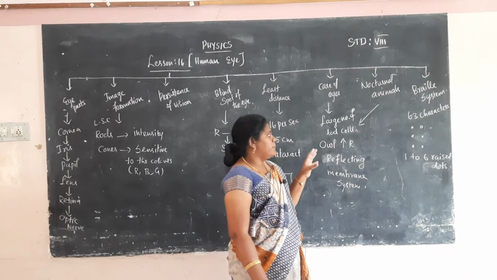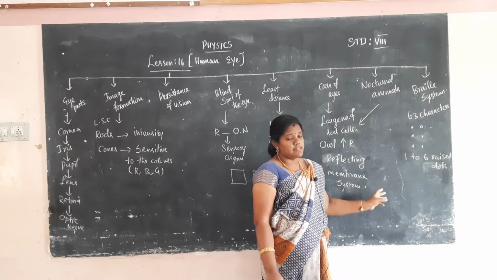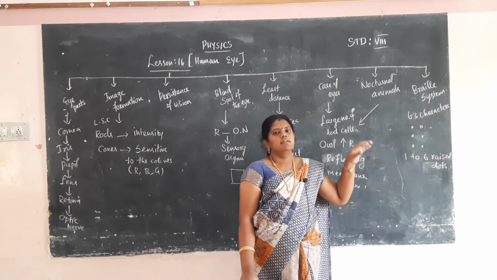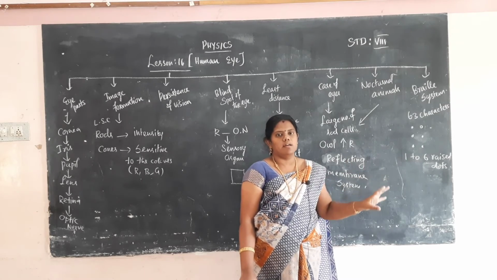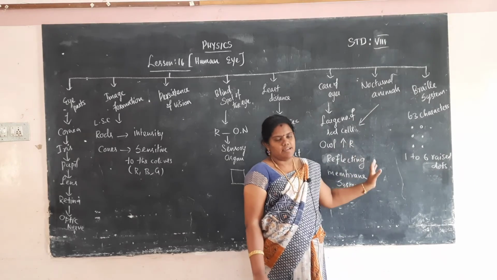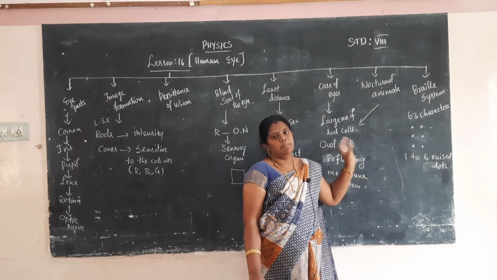Okay, so in the Braille system, six dots are there and 63 characters are there. The dots will be embossed on the paper. That is the way a blind person can easily identify what the character is. So the Braille system is very, very useful for blind persons.